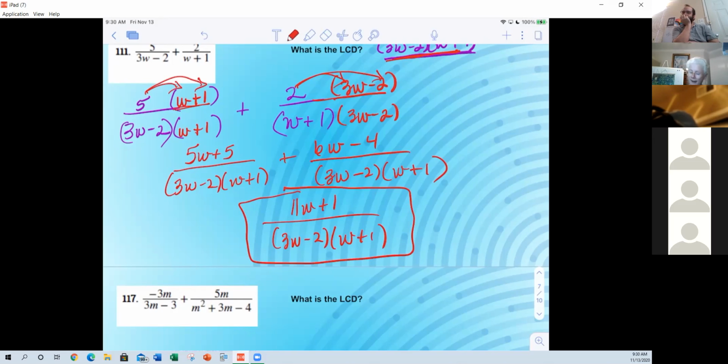This thing is totally factored. This 11w plus 1, that 11w and the 1 are tied together. The 3w minus 2, those guys are tied together. The w plus 1 is tied together, and there's not anything that's the same in the top and the bottom. So you're through.